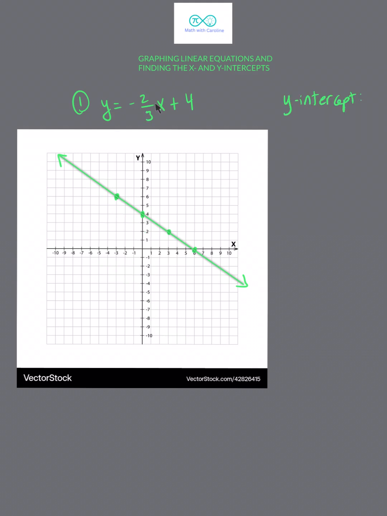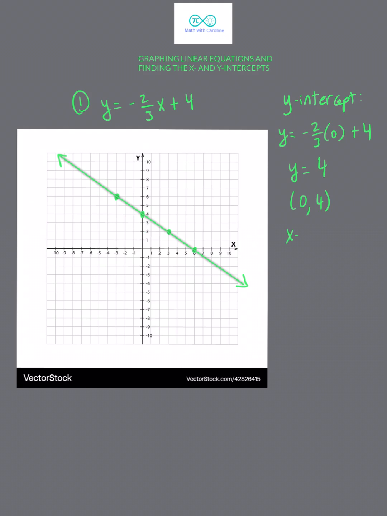Now we know since our equation is in slope-intercept form, we know that our y-intercept is positive 4. But we could show our work if we just really wanted to. For the y-intercept, you're always solving for y, and x is always 0. So we can see that negative 2/3 times 0 is 0, and y would equal 4. Now some teachers want you to write your y-intercept as y equals a number, and some want you to write it as a point. So whenever you write it as a point, the x is always 0.